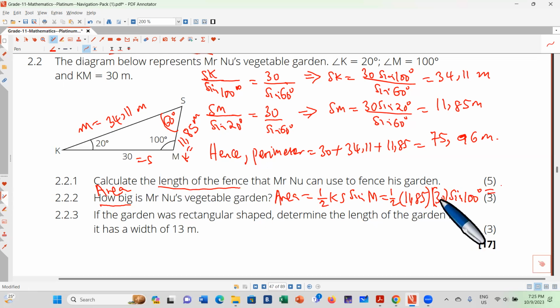So which means that Mr. New's garden is going to have an area of 175.05 square meters. So this is the answer. How big is Mr. New's vegetable garden? It is 175.05 square meters. That is how big the vegetable garden of Mr. New is. Next question.